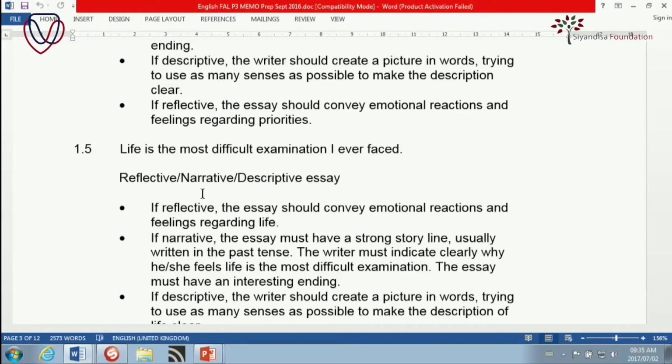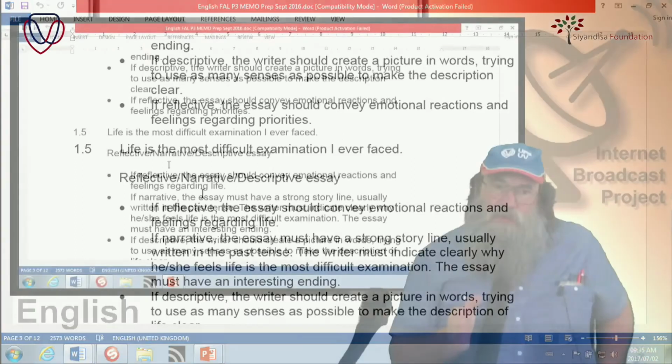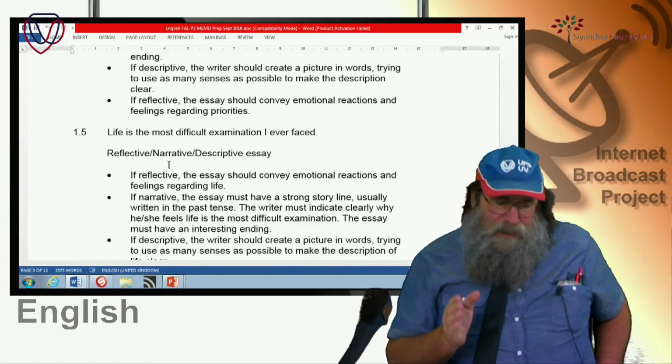So don't be too shy and don't worry. The one thing about selecting your essay topic, there's many things about it. But when you are writing your essay, as long as your essay addresses the topic, you must be credited accordingly. You will get a decent result as long as you address the topic.